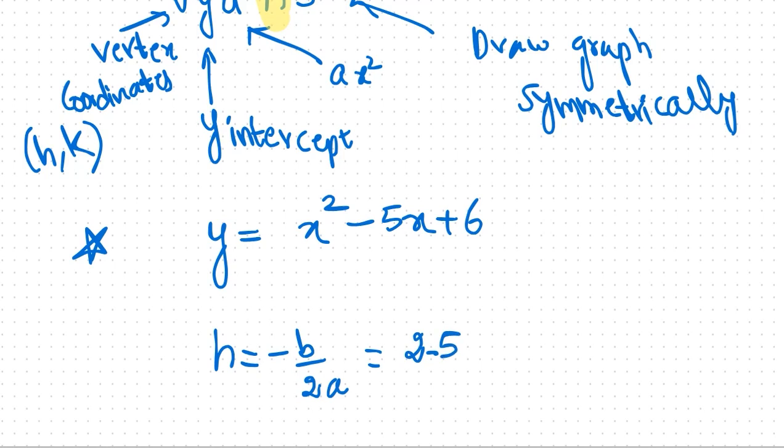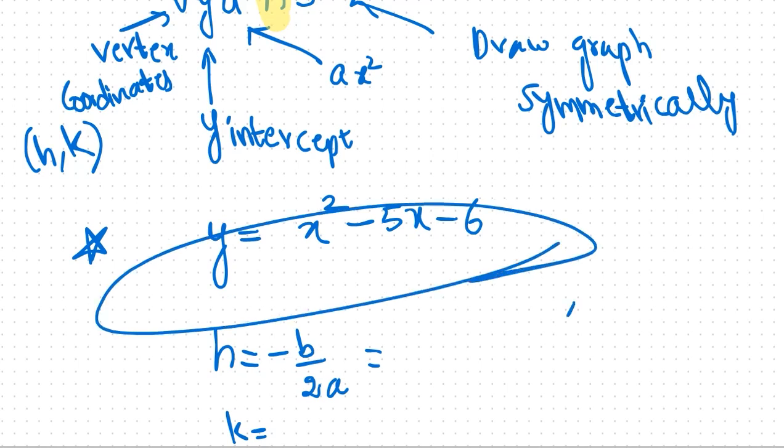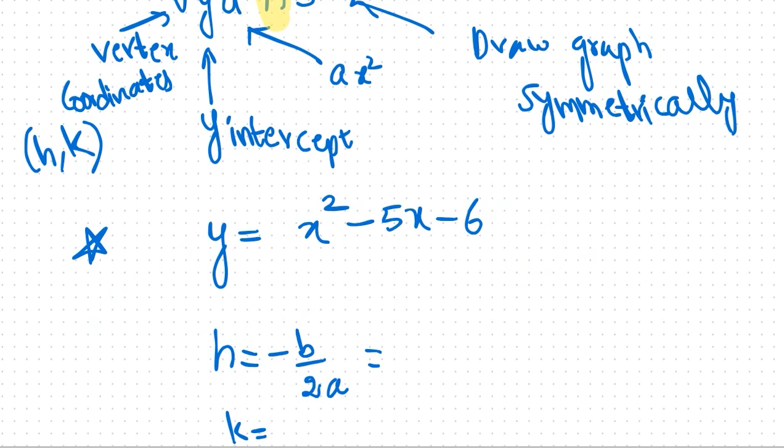What about k? How do you find k? Okay, let's say this was x square minus 5x minus 6. How much is h value first? Would it not be 2.5? Yeah, minus b by 2a, right? So minus of b is how much?